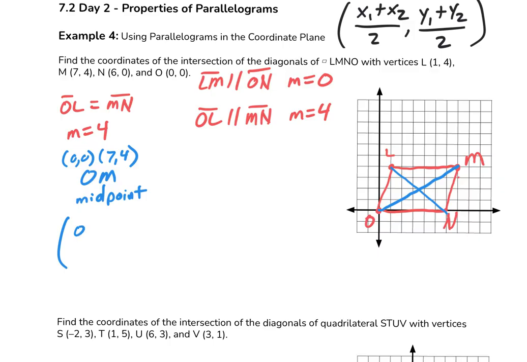So we're going to do 0 plus 7 over 2. I'm using the formula that I just put up here, right? Because I'm going back to this formula. So I'm doing 0 plus 7, because those are my two x values, divided by 2. And I'm going to do the same thing to my y values. 0 plus 4 divided by 2.